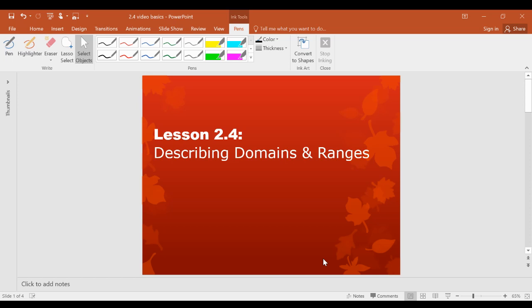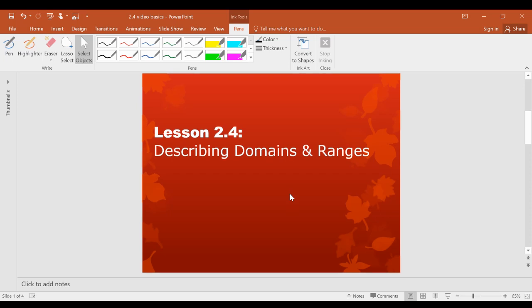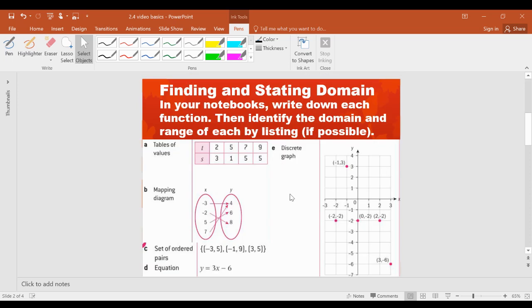We're going to look at two different types. We'll be looking at discrete situations where we have tables, mappings, plotted points, that sort of thing, and then we'll look at how to describe them for continuous functions. So we'll start off here with the discrete cases. We have a few examples here just to look at.